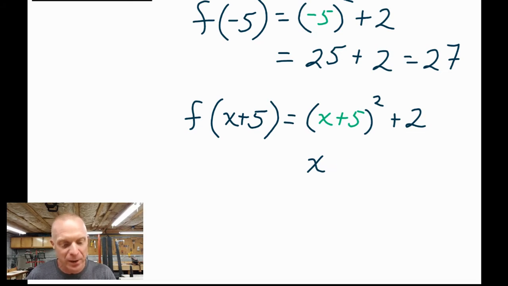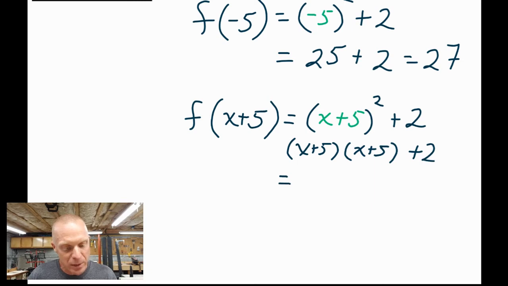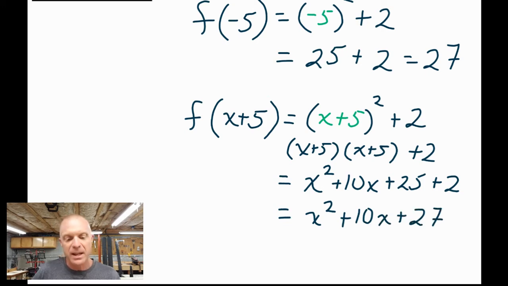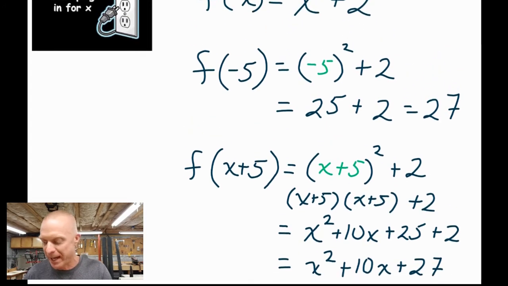But you can think about the FOIL method. You can think about what it means to square. That is, you can think about x plus 5 times x plus 5 like a little FOIL method. And when you do that, you end up getting x squared, 5x and 5x, which end up to be 10x, and then, of course, 25. Don't forget about the plus 2 at the end, so that we can write this as x squared plus 10x plus 27. Evaluating functions, plugging in for x. But I might add plugging in carefully, especially here when we're squaring either a negative or we're squaring a quantity.